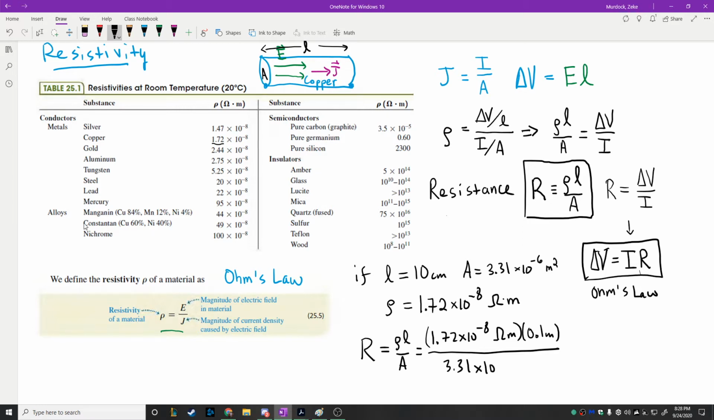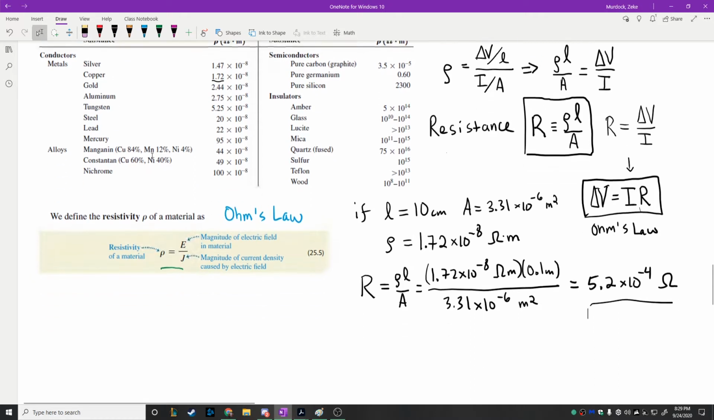Now let's look at the number and let's talk about the formula itself and see if it makes any sense. So this gives us, I got 5.19 times 10 to the negative 4. This ends up being about 5.2 times 10 to the minus 4, and the unit is ohms. This would be the resistance of a copper wire that had a length of 10 centimeters and a cross-sectional area of this. This is the value of the resistance.